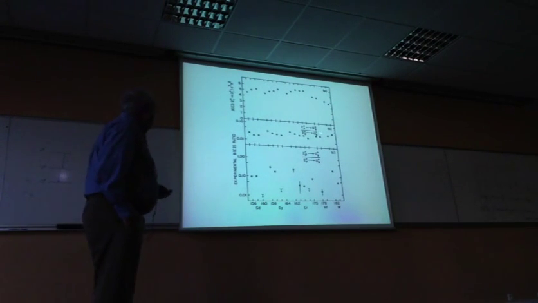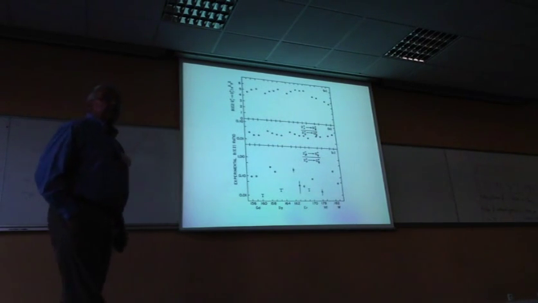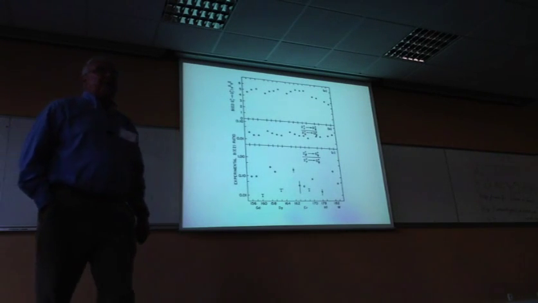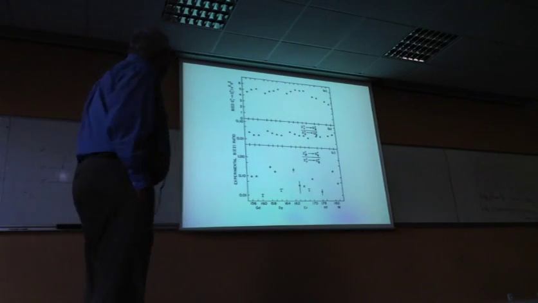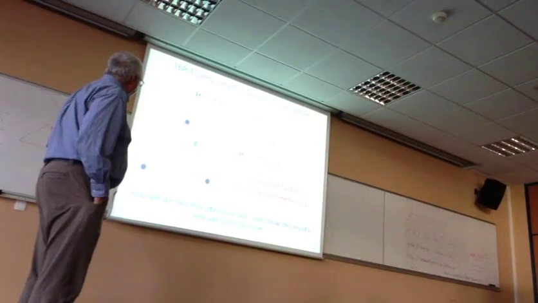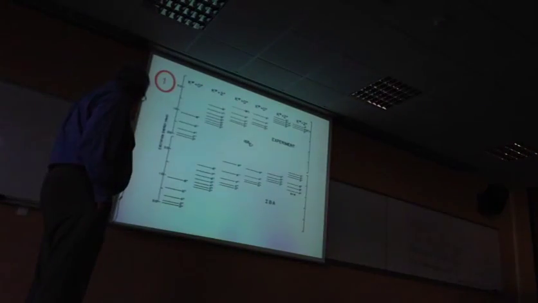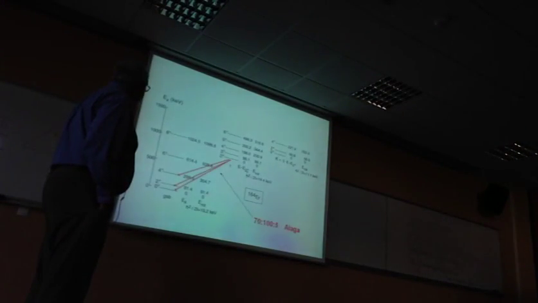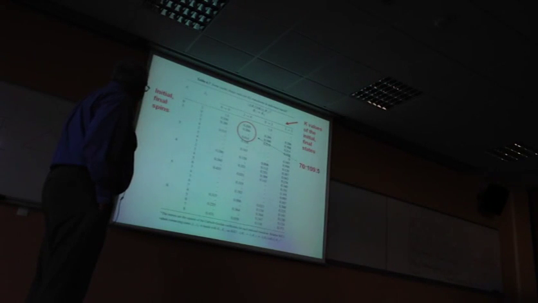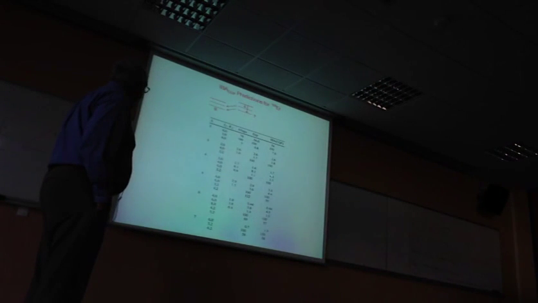Okay, this is the data from the rare earth region. And you see the numbers are typically 0.02, 0.03, pretty constant. So it would be interesting to see if the IBA predicts that. Okay. I just varied chi. I got those energies, and then got these BE2 values.